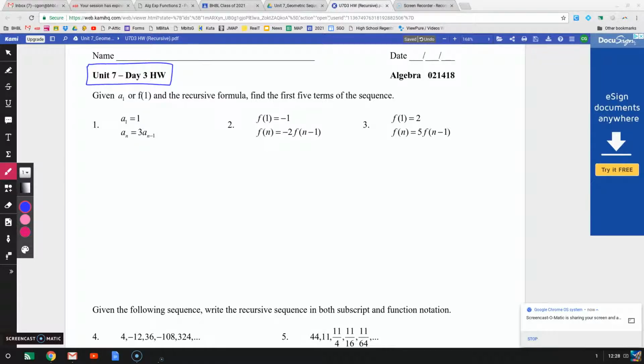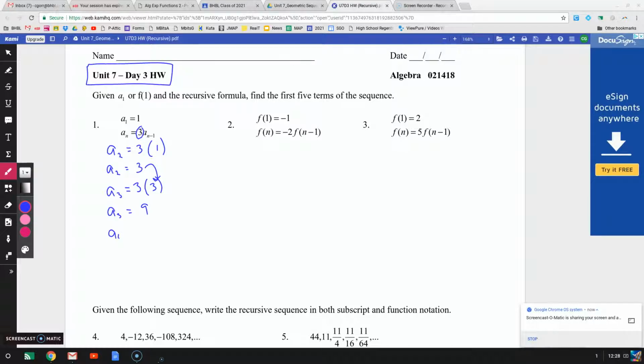So in question 1, we have that a sub 1 equals 1 and a sub n equals 3 times the previous term. So if I want to find a sub 2, I'm going to take 3 and plug in my previous term. So a sub 2 is now 3. For a sub 3, I've got 3, and then I'm going to multiply by 3, which was my a sub 2, my previous value. So my a sub 3 value is 9.